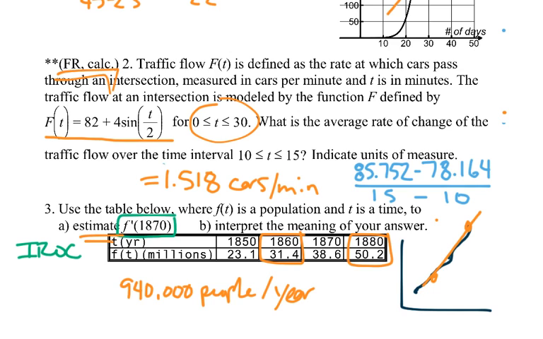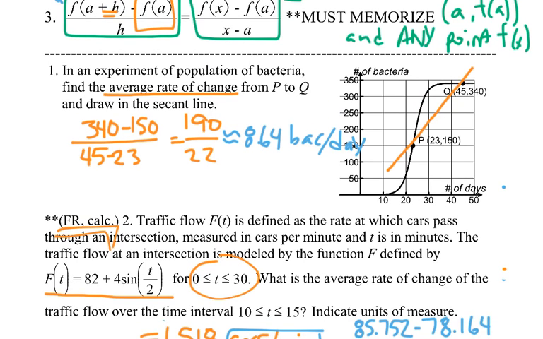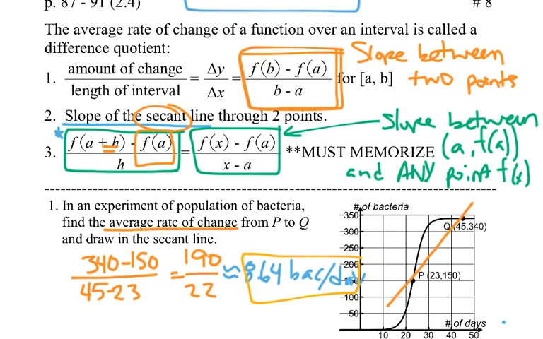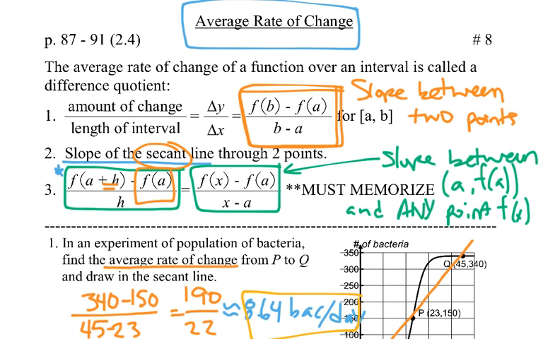Notice these are all rates. So the thing I want to point out is we have people per year in this one. We have cars per minute in this one. We have bacteria per day in this one. So this note card and these kinds of questions are just dealing with slope in real-world situations, and we're coming up with rates of change.